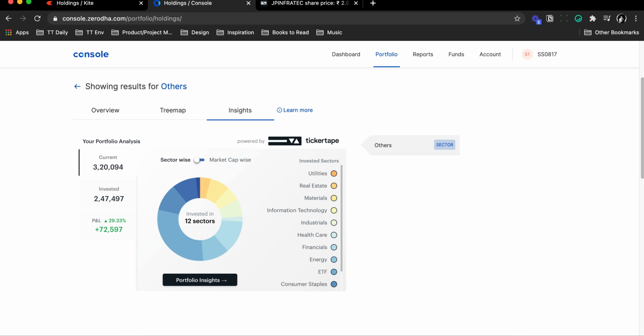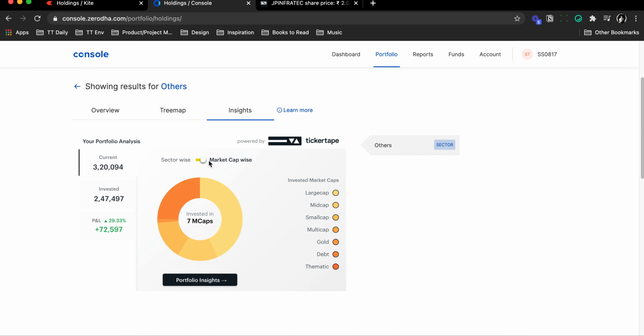So let me just walk you through this part of the tool, right? Now that we are looking at the portfolio insights, firstly it shows you the current value of your portfolio. All of this information you can see on the basis of whether you want it sector wise or market cap wise. Sector wise, it will break down all the different sectors over here, and market cap is on the basis of whether it's a large cap, mid cap, small cap, gold, debt, right?